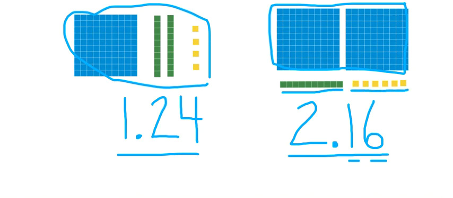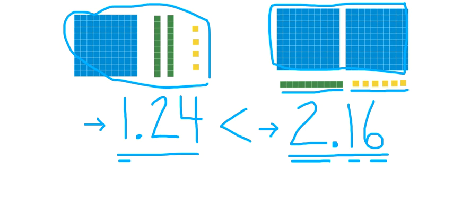So if we are looking at this, the very first thing that you should always do is look at it from left to right on both numbers. Since we have a 1 in the ones place and a 2 in the ones place, we can already see that this amount is going to be greater because of the whole number.